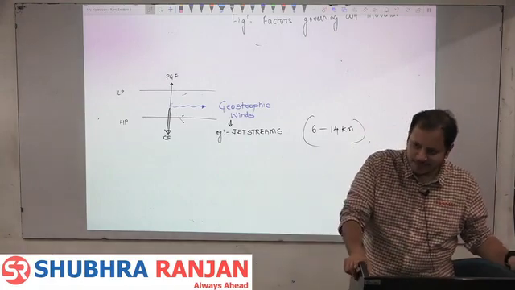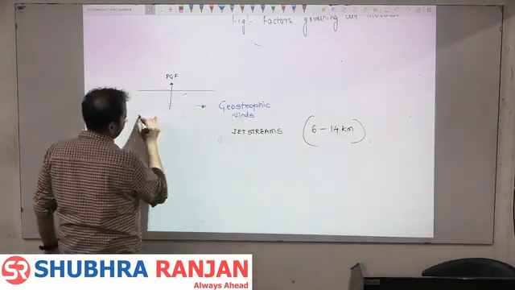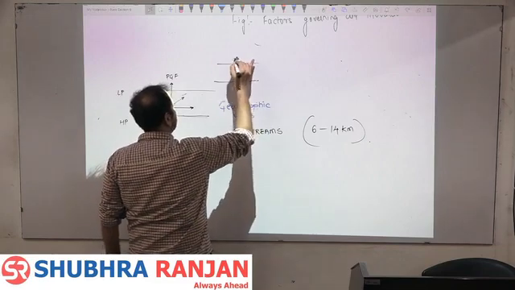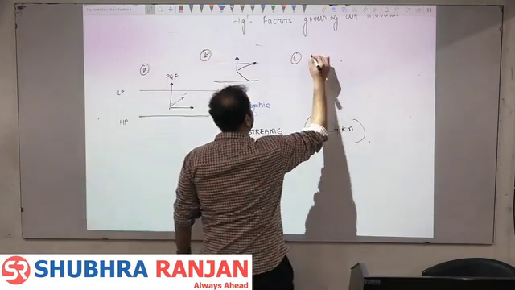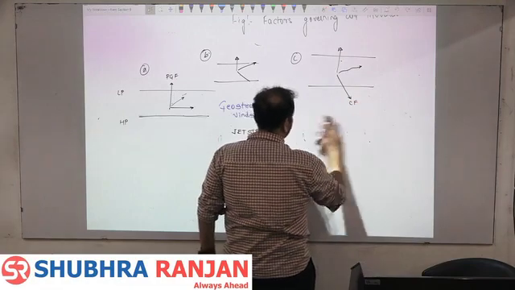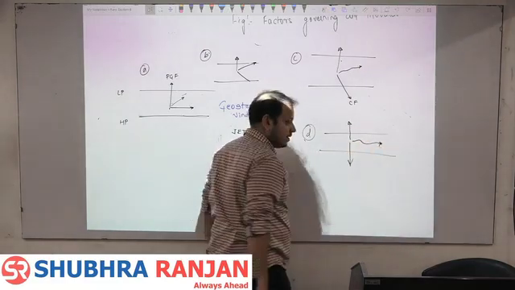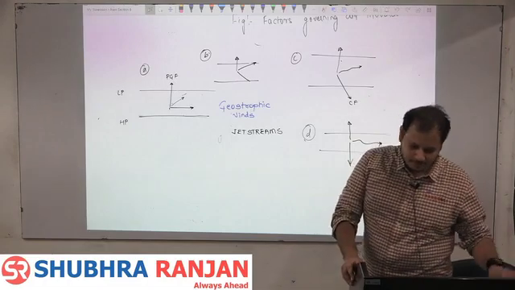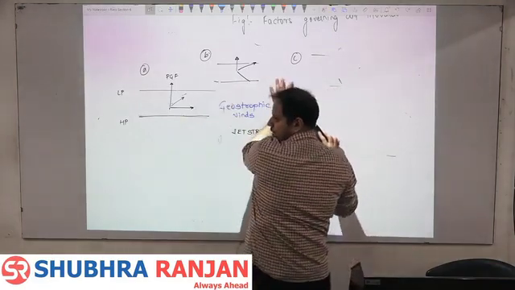Don't draw this, there is a separate topic, geostrophic winds. And this is not the diagram. This is the actual diagram, four stages of geostrophic winds. But don't draw this diagram. It will come with each and every point: point number one, point number two, point number three, point number four.